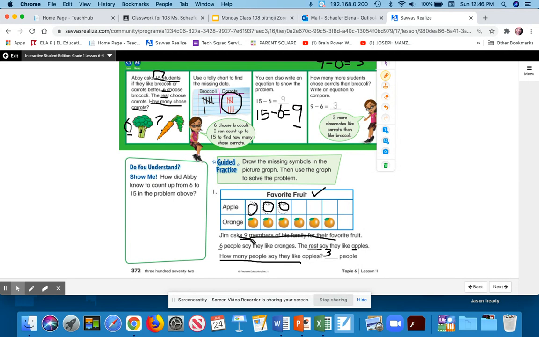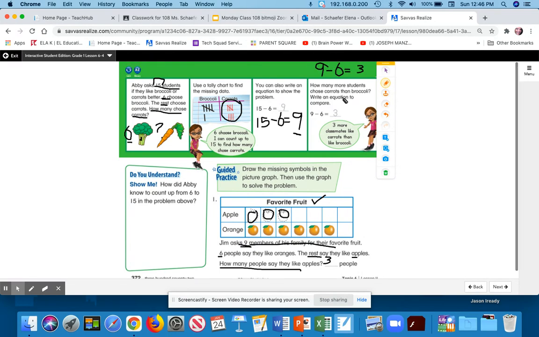If I look at this, how many more people like oranges than apples? Well, up here I did a subtraction problem. So over here I can use the graph to look. I want to know how many more people like oranges than apples. Well, if I was to match, I can match apples to oranges. But these three do not have a match. So there are three more. Three more people like oranges than apples.